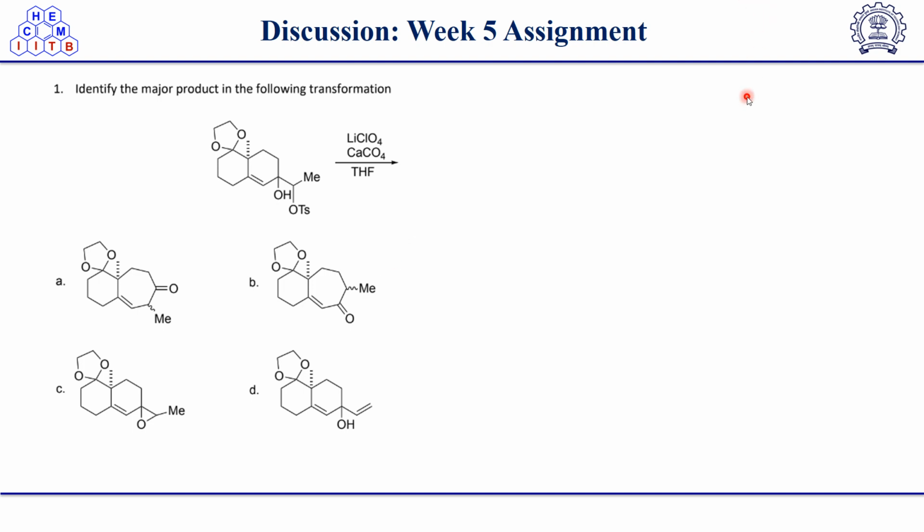So in this reaction, as we know, lithium is involved, so it can coordinate with the oxygen present in the system. So with which oxygen it will be coordinating, that also matters because there are four oxygens in total. Two are part of the acetal, one is in the hydroxyl group, and one is in the tosylate.